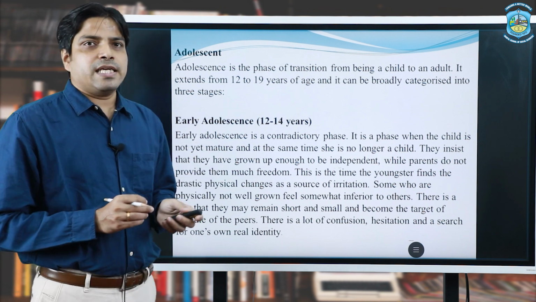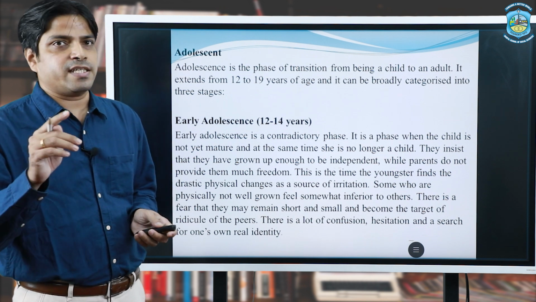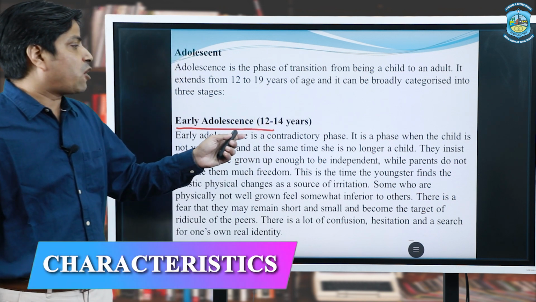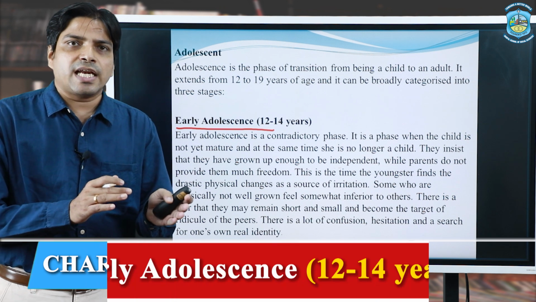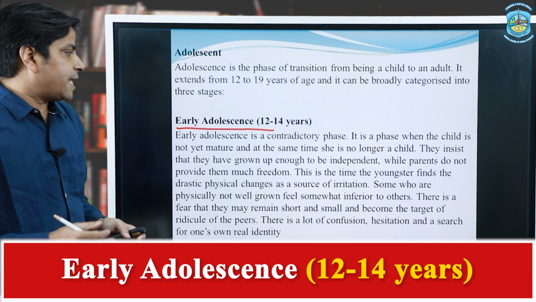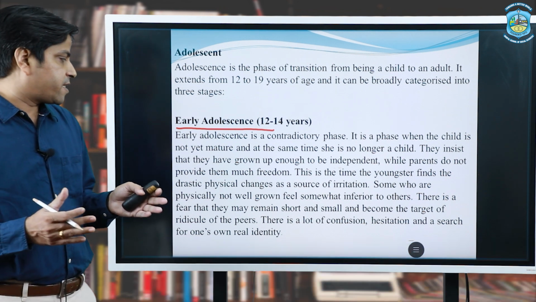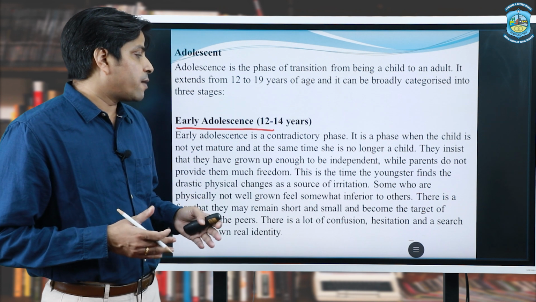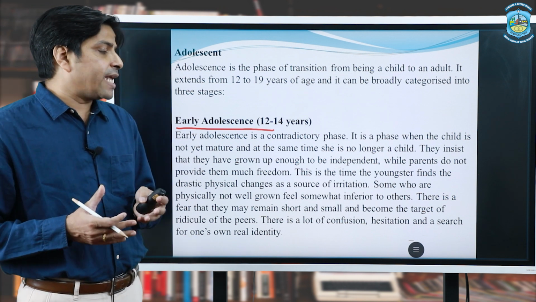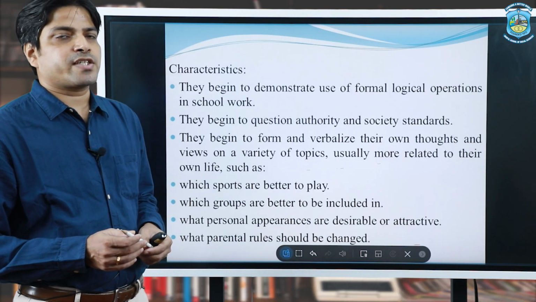And it is being divided into three parts: early adolescence, which is from 12 to 14 years. And the characteristics of early adolescence are: it is a contradictory phase when the child is no longer a child and is not yet an adolescent. This is a time when youngsters find the drastic physical changes a source of irritation. Some who are physically not well grown feel somewhat inferior to others. And also there is a lot of confusion, hesitation and a search for one's own real identity. Now comes the characteristics of early adolescence.